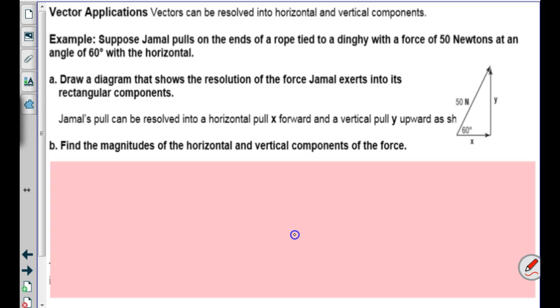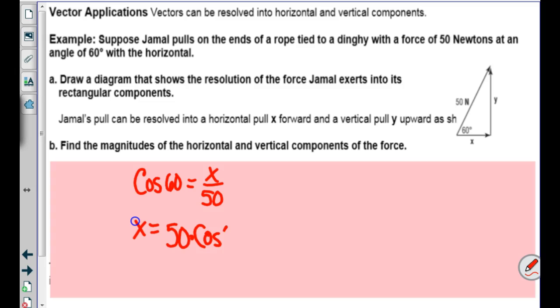So we are going to do that with this question. Jamal pulls the ends of a rope tied to a dinghy with a force of 50 newtons at an angle of 60 degrees with the horizon. Draw a diagram. We did. And now resolve it into x and y components, or find the magnitudes of the horizontal and vertical components. So to find x, we would have adjacent to the 60 degrees, which would be cosine. And the hypotenuse is 50 newtons. So to find x, we'd have 50 times the cosine of 60 degrees.